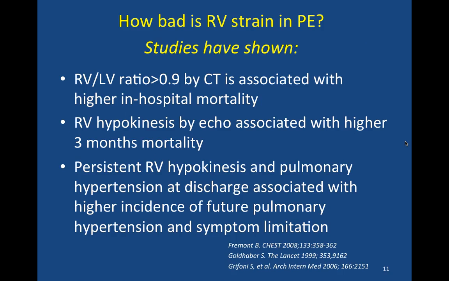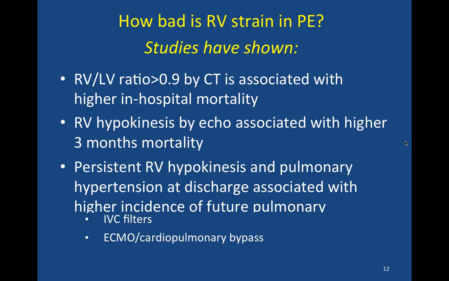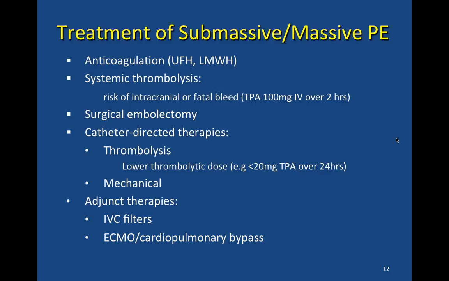Now, I'm not going to present all the studies done on that, but I'm going to summarize them. There have been a lot of studies that showed that patients with RV enlargement do not do very well and have a worse outcome than patients with normal RV. There have been studies showing that if you look at RV to LV ratio, if that's more than 0.9 by CT scan, that's associated with higher in-hospital mortality. There are other studies, multiple of them, showing that RV hypokinesis by echo is associated with higher 3-month mortality.